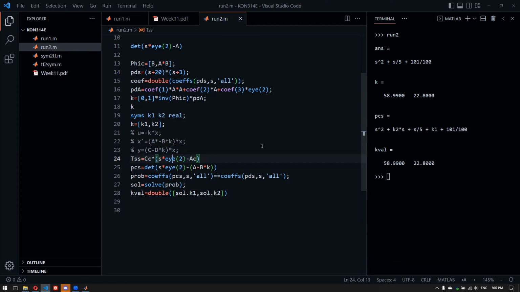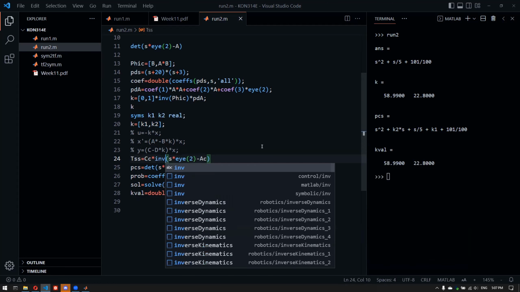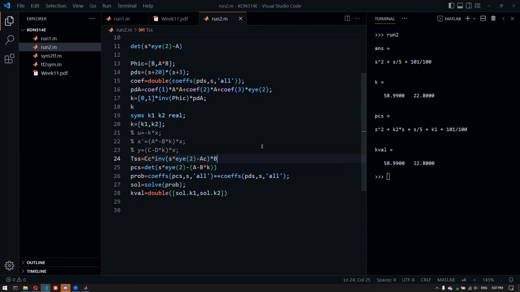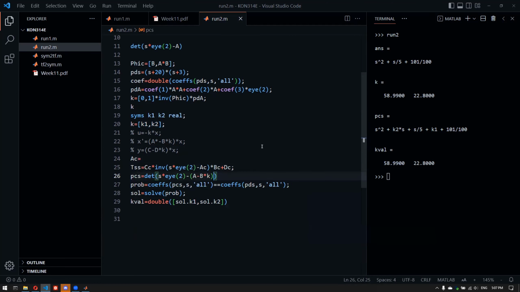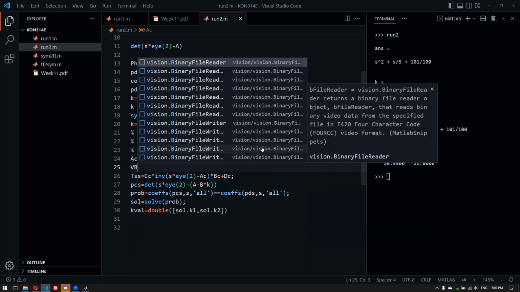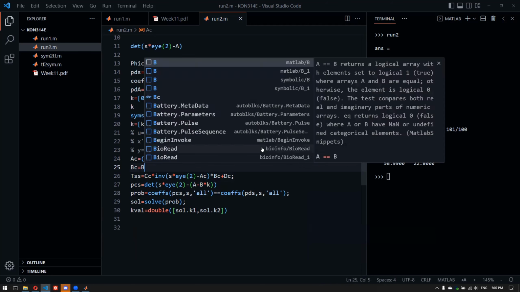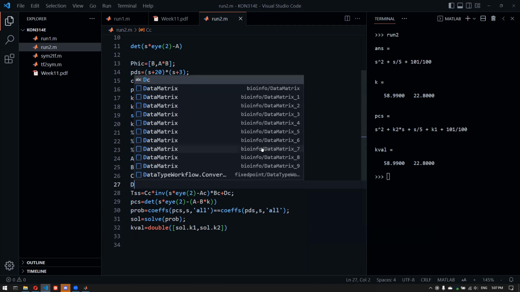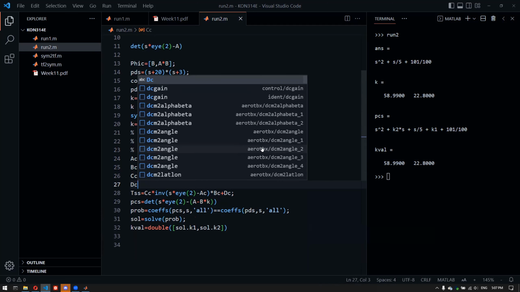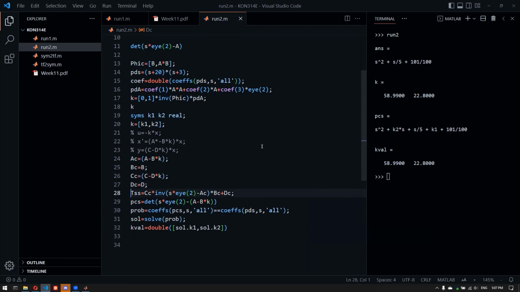So let's have basically the inverse here. Inverse of SI minus A times BC plus DC. So let us actually define AC. AC, the closed loop A matrix, is going to be A minus BK. And BC is going to be B. CC is going to be C minus DK. These are not really that important, by the way. And DC is going to be D here.